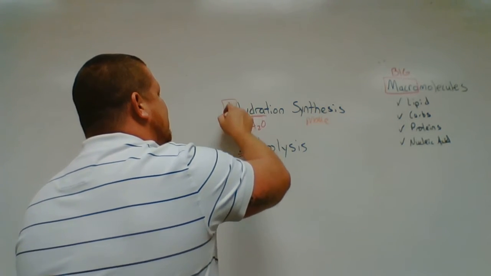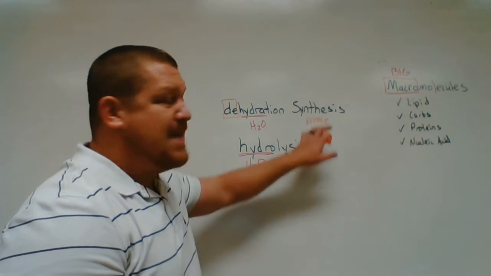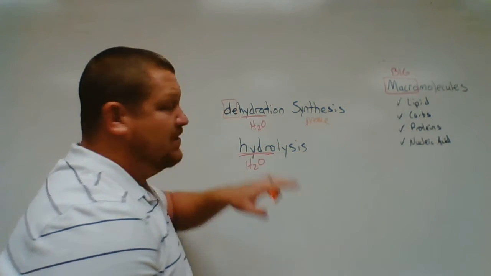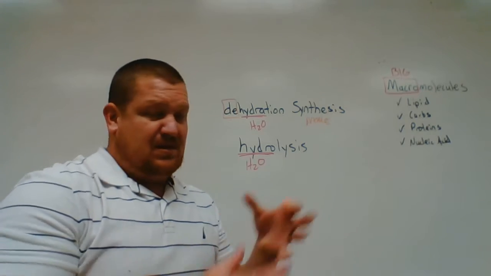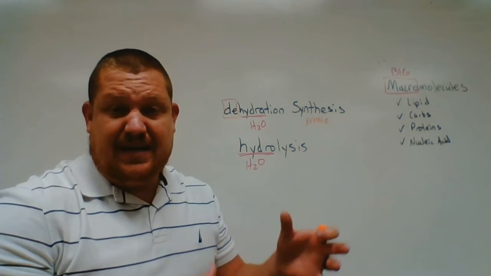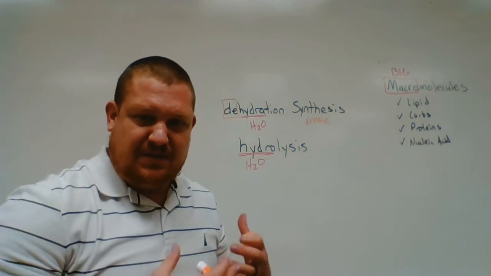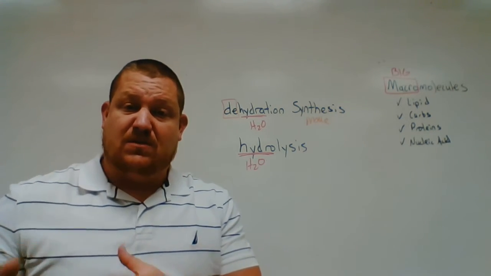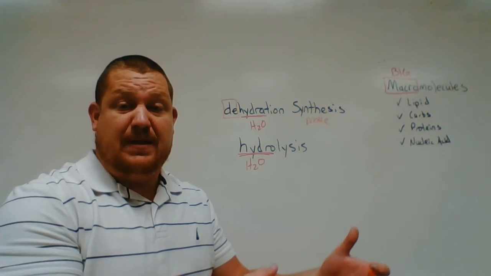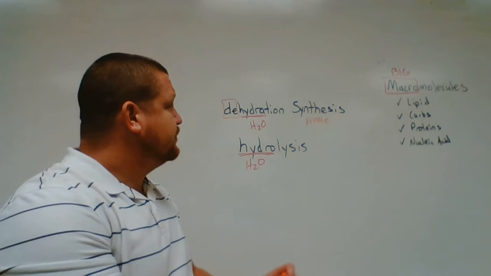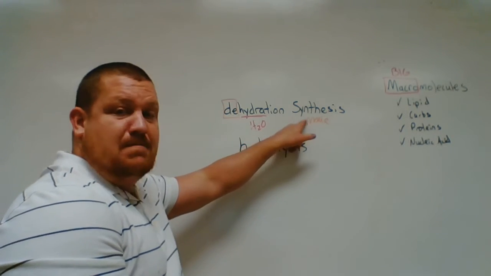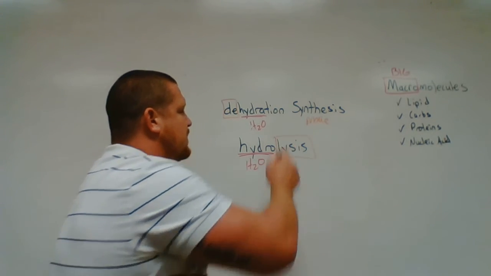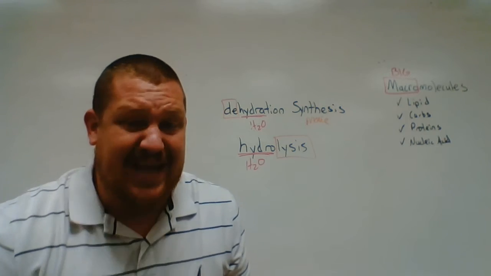So we've got the D. We're going to make something. We're going to make a compound. We're going to make a bond, and the byproduct is going to be water. There are hydrogens and oxygens in there, and we're going to remove those when we're making something. So we're making something by removing water, basically. Removing water, making something.